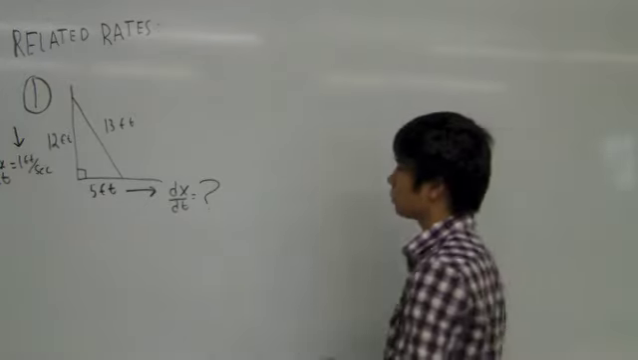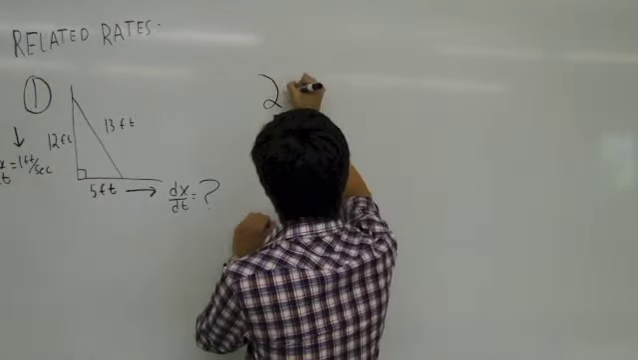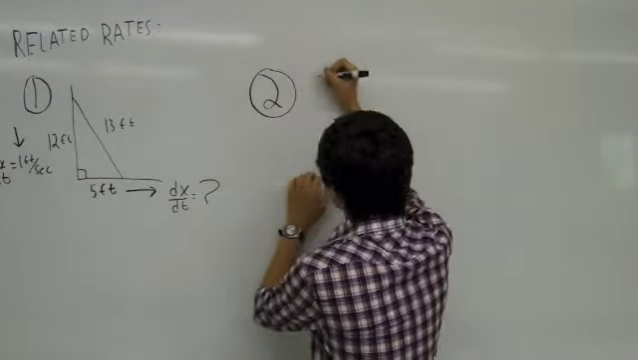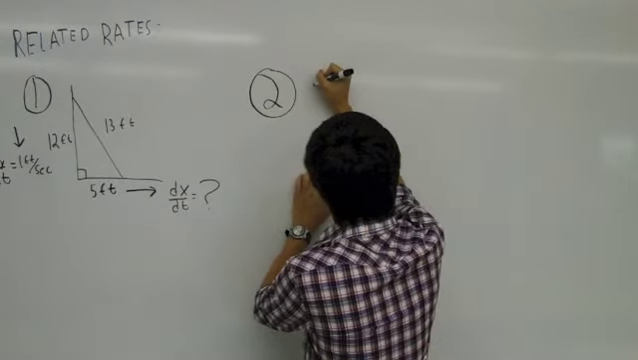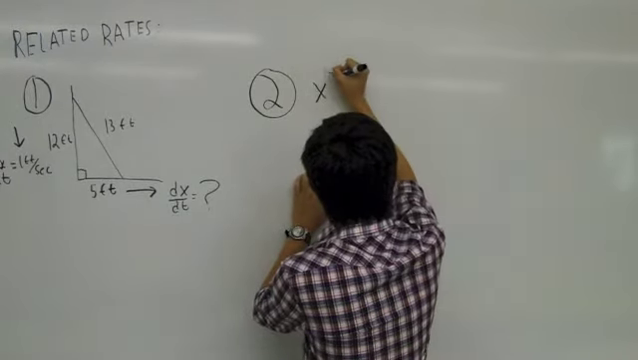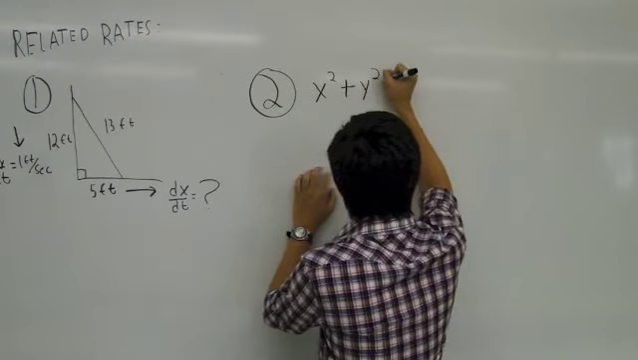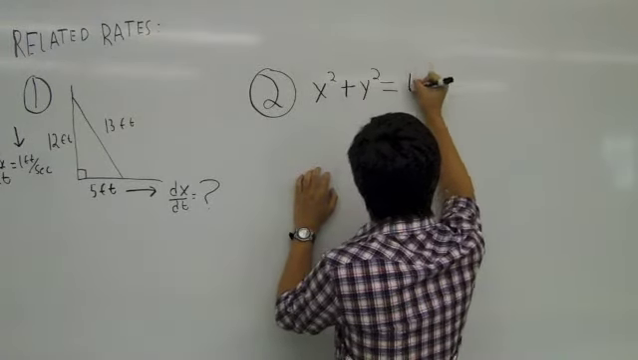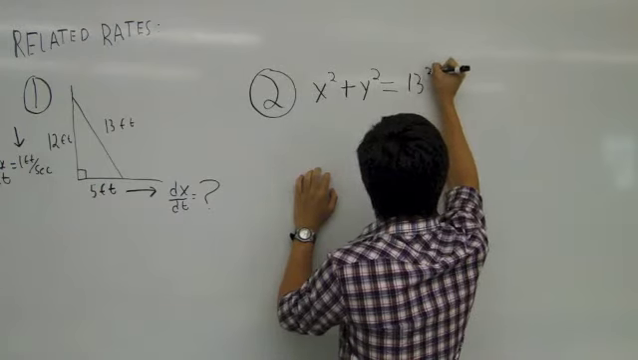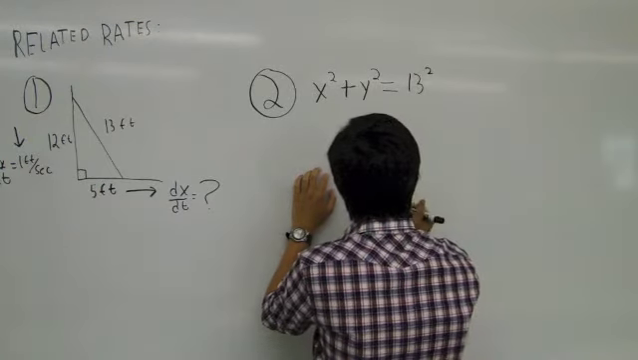Okay, there's our picture with all the information on it. That's the end of step 1. Now for step 2. Write the equation. The picture we drew is a right triangle, and we're trying to relate the rates of two sides of that triangle. So to relate everything, we're going to be using the Pythagorean theorem.